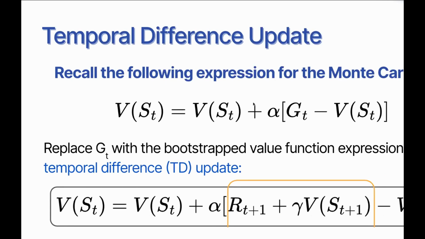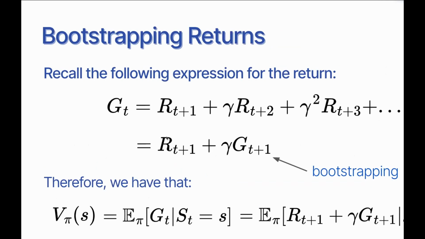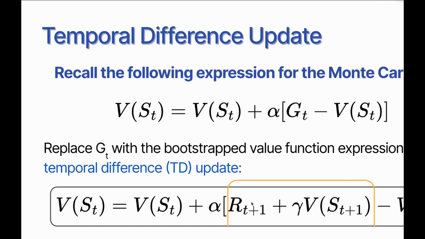Recall the expression for the Monte Carlo update. So what if we just replace G? Because recall G is this thing. Instead of having G here, you do R_{t+1} plus gamma V of S_{t+1}. Does anyone see this? Once again, it's the same form: the current estimate plus a step size times a target minus V of S_t.